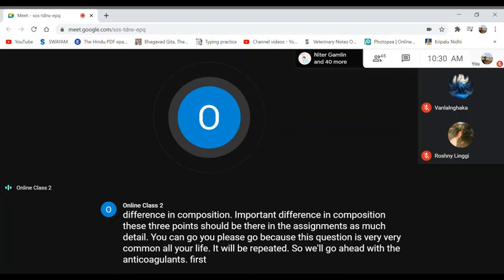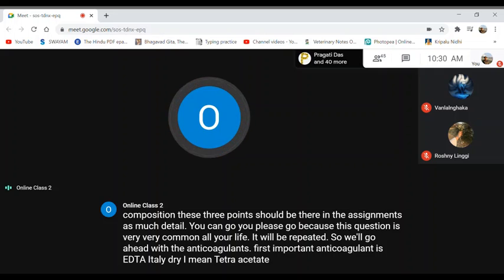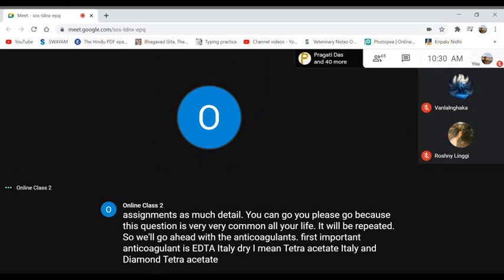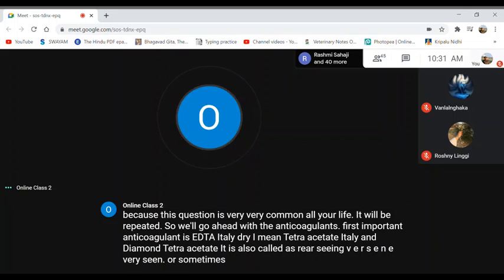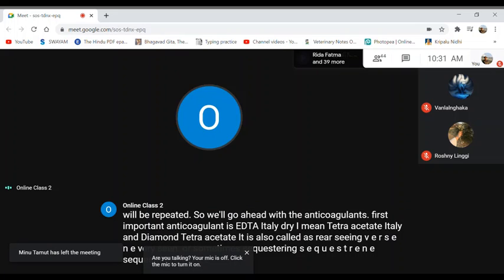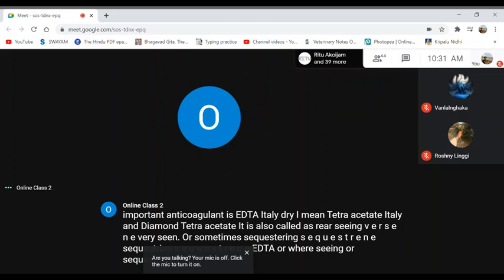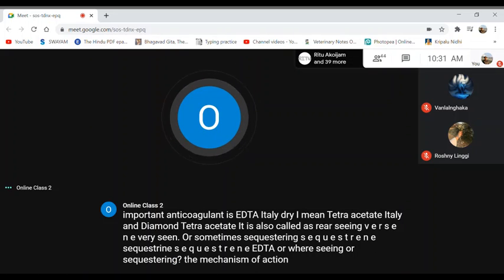First important anticoagulant is EDTA, ethylene diamine tetraacetate. It is also called Versene, or sometimes Sequestrene. EDTA, Versene or Sequestrene. The mechanism of action is calcium ion chelation.